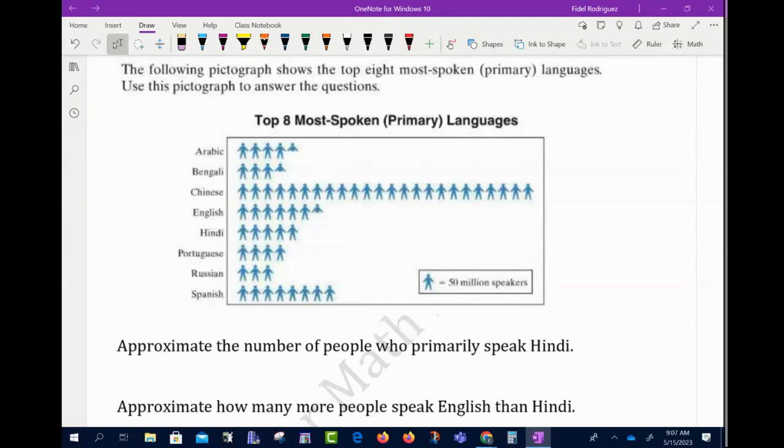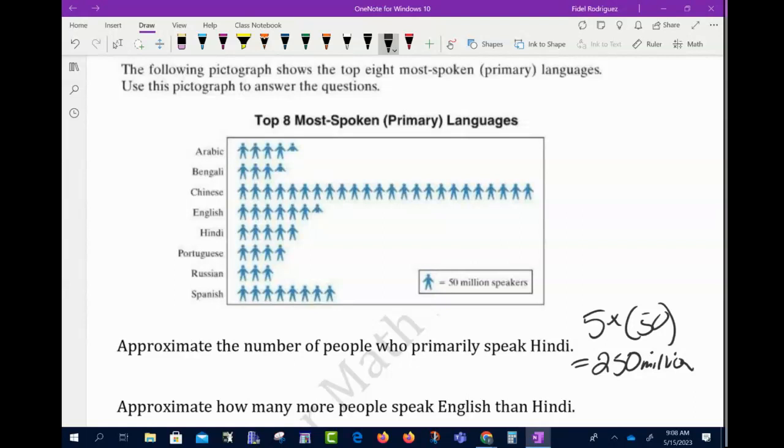If there's 5 little persons there, and each one of those persons represents 50 million speakers, would you all agree that we're just going to take 5 times 50? And that would mean that there's 250 million people who speak Hindi, right? So again, it's just like looking at the picture, right?